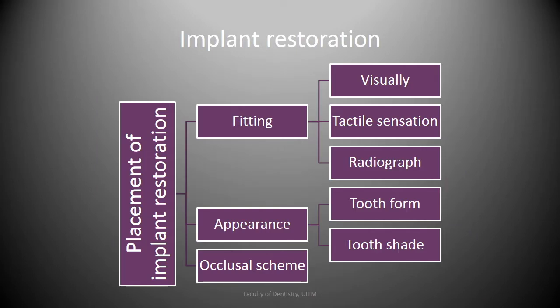After receiving the restoration or prostheses, the patient should be called. The following should be assessed during the placement of implant restoration. The fitting of prostheses to abutment should be checked visually or by tactile sensation with a probe, and confirmed with a radiograph. The appearance of the tooth should be checked in terms of tooth form and tooth shade. Occlusal scheme should also be checked and adjusted, and each type of restoration has specific occlusal scheme recommendations. After properly fitting the restoration, the patient should be reviewed after 1 to 2 weeks.